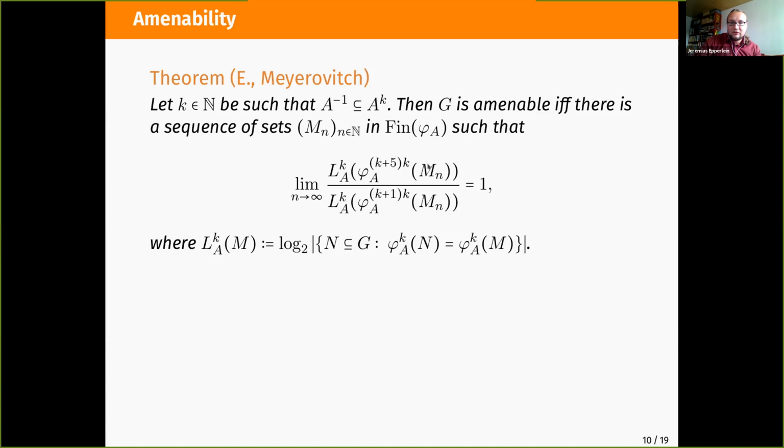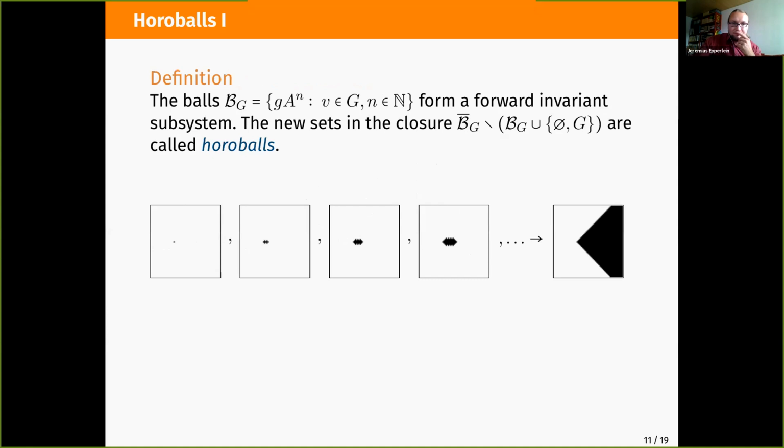Okay, but all this information is only about, let's say, the volume of your generating set somehow, and doesn't give you any information about the shape. And this is what we come to next. So we look at hollow balls and the eventual image. And hollow balls are something that arises very naturally here.